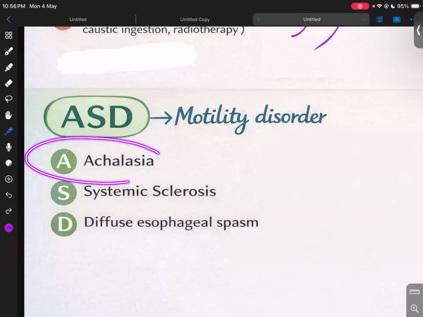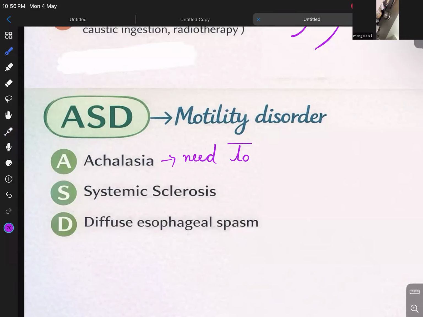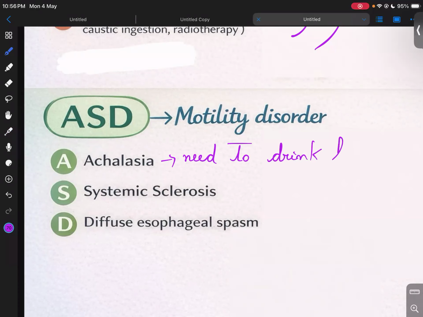In case of achalasia, the screening question is, let me write it, it's a long one. Do you need to drink lots of water or use specific posture to push the food down?